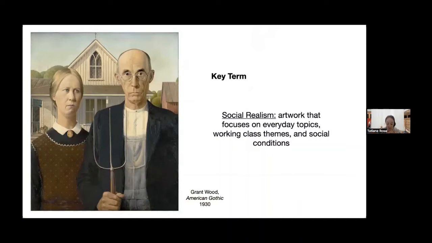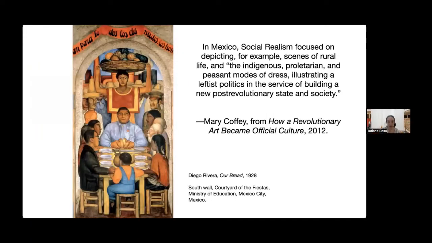So in Mexico, what happens is that they focus on rural life, they focus on the indigenous and the peasant modes of dress. That appears a lot, especially in Rivera's work. And they always want to illustrate leftist politics, right? In the service of building this new post-revolutionary state. So there's a lot of emphasis on the indigenous, on the deep Mexico, and these typical dresses, the ethnicities. All these artists were looking at pre-colonial art, really, and pre-colonial themes to be inspired to create this new style.